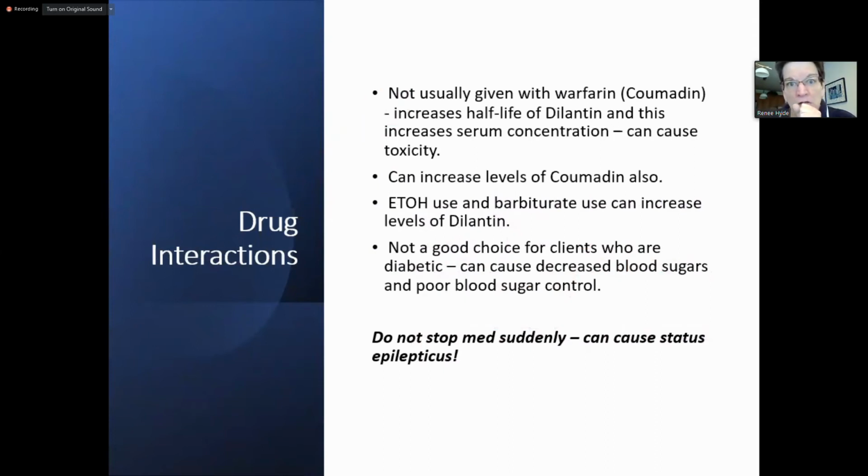Multiple drug interactions. Typically, it's not given with warfarin.